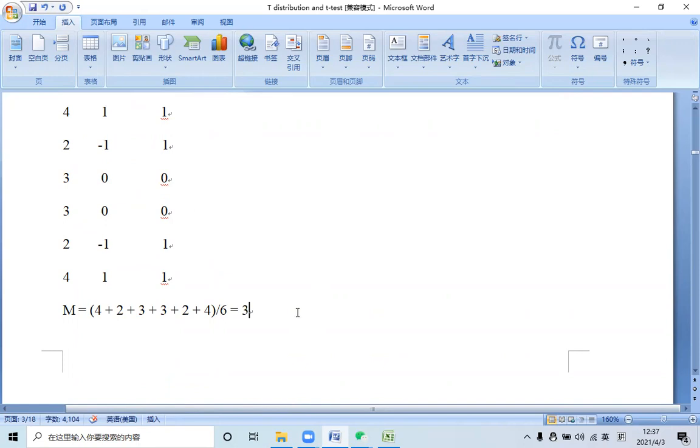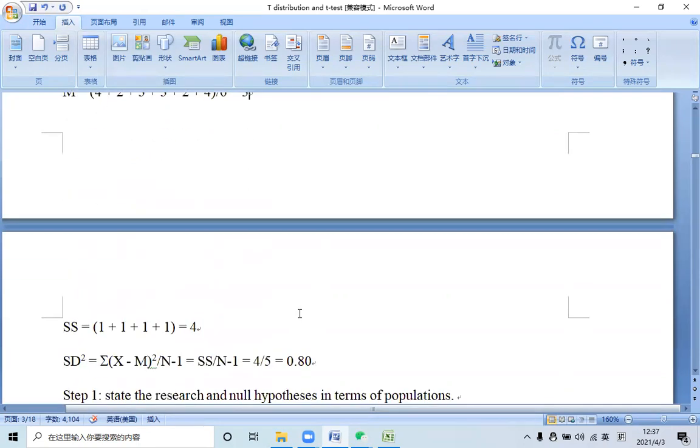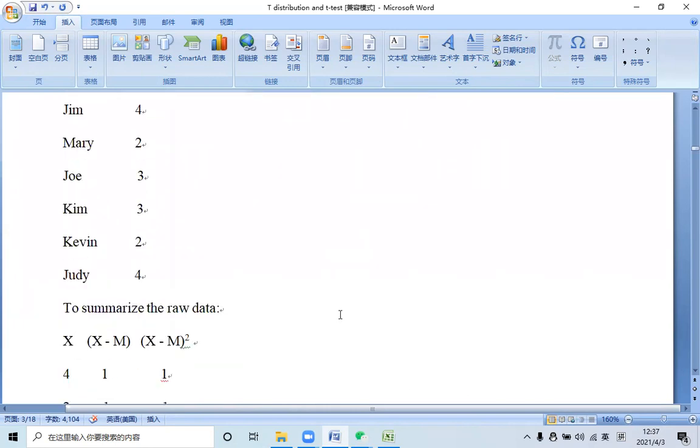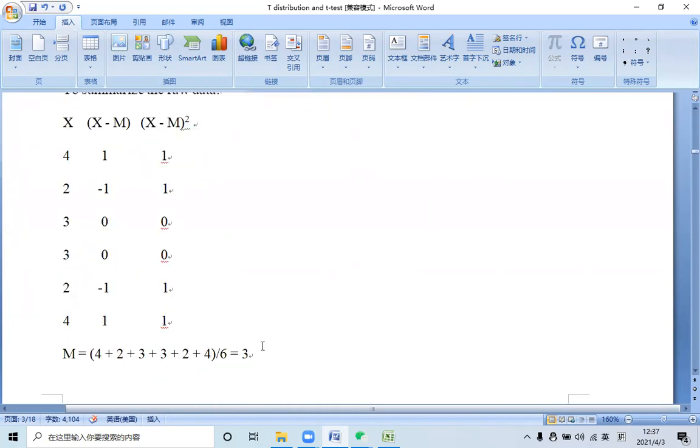Do you have enough evidence to show that single parents actually spend more time with their kids than the average parents? That's the question. Do you have enough evidence? Is the evidence from your sample strong enough for you to say, on average, single parents spend more time with their kids than the average parents?